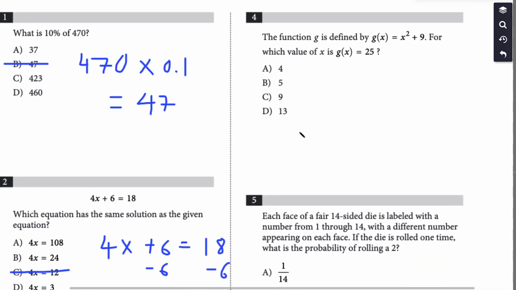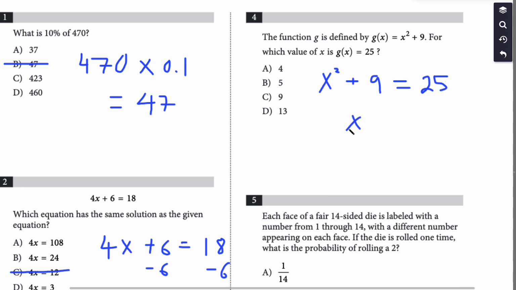Number four says the function g is defined by g of x is equal to x squared plus 9, for which value of x is g of x 25. Well, we could just rewrite this as x squared plus 9 and then set it equal to what? 25, right? Because 25 is what g of x is for the given problem. So we set it up this way.